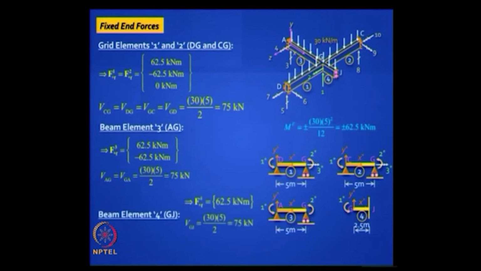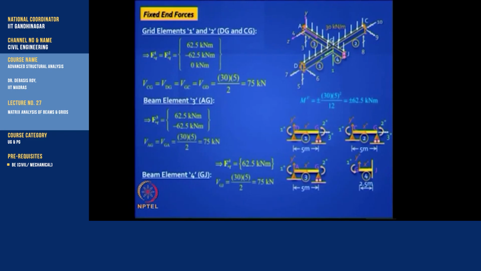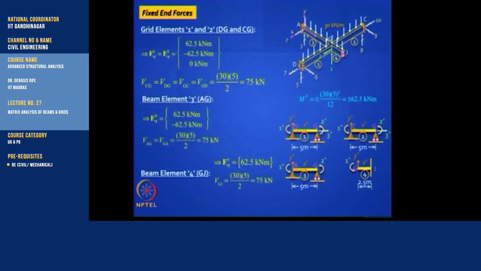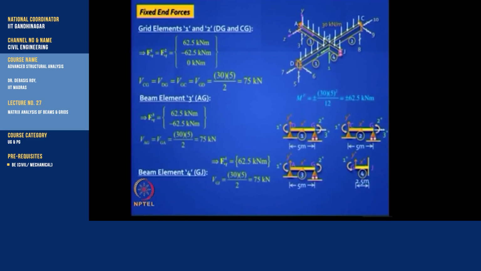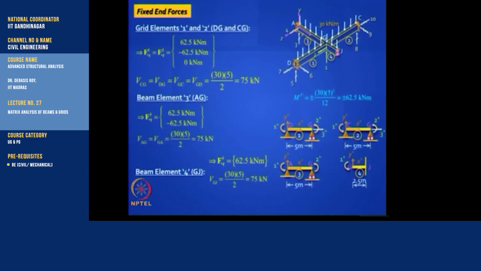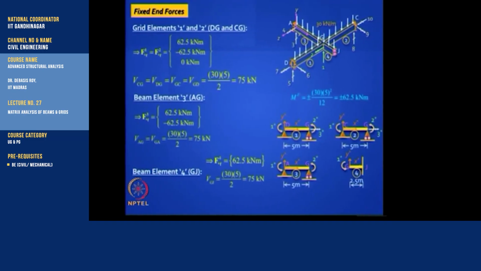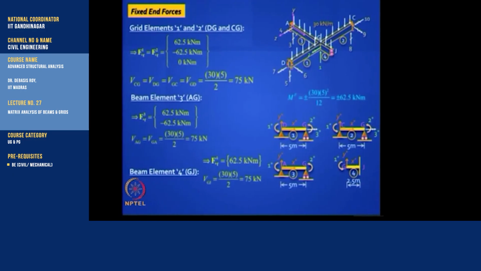And for the fourth element, it's a guided roller support, so you should take the full span, you will get the same formula, 62.5, it's anti-clockwise, it's positive, and the vertical reaction is also the same. So we are dealing with the same numbers, 62.5 and 75, because all the spans are identical, the loads are identical. Is it clear? Not difficult.